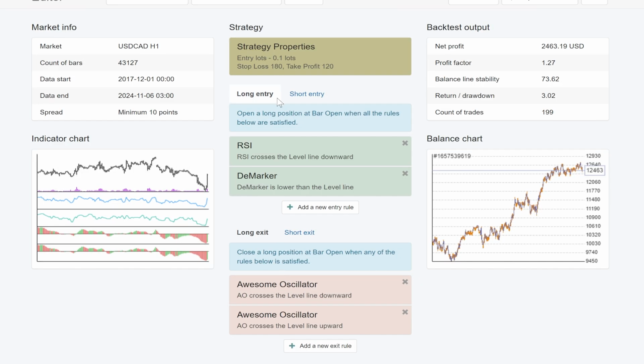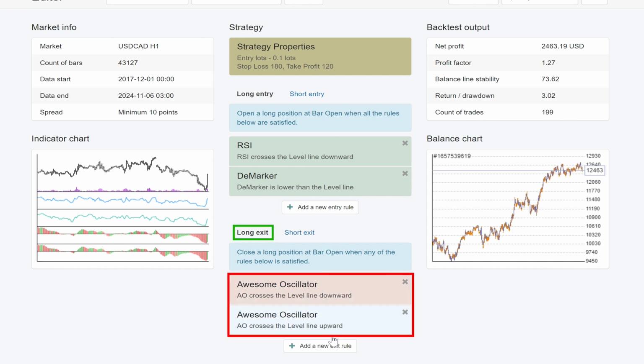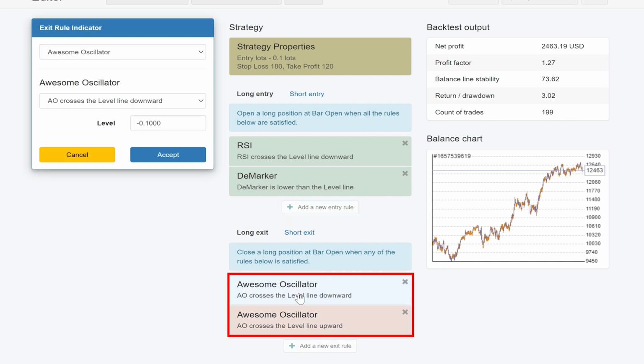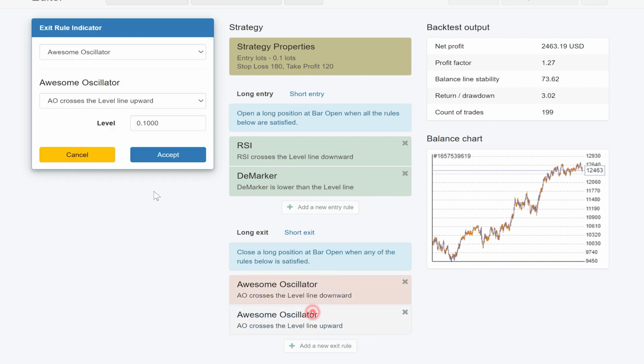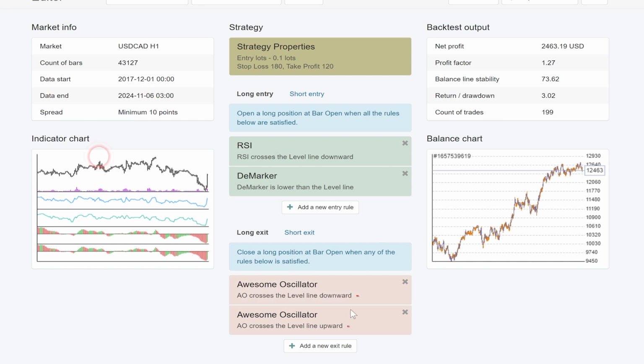The strategy is pretty simple. It uses a fixed stop loss and take profit of 180 and 120 pips, as you can see. It's a slightly bigger stop loss than take profit, and in terms of the exit rules, it uses a kind of balanced Awesome Oscillator. So whether it crosses the level line downwards or upwards, it will also exit the trade.